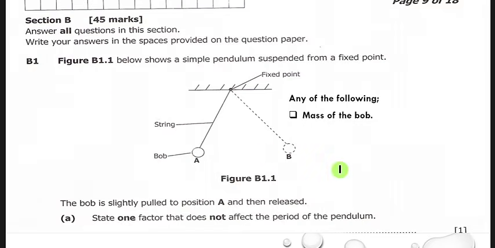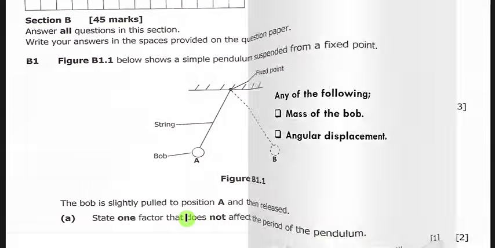Then another one is angular displacement. This angular displacement, to some extent, does not affect it. So the correct answer with surety is that the mass of the bob does not affect the period of the pendulum. All right, so let's move to the next part.